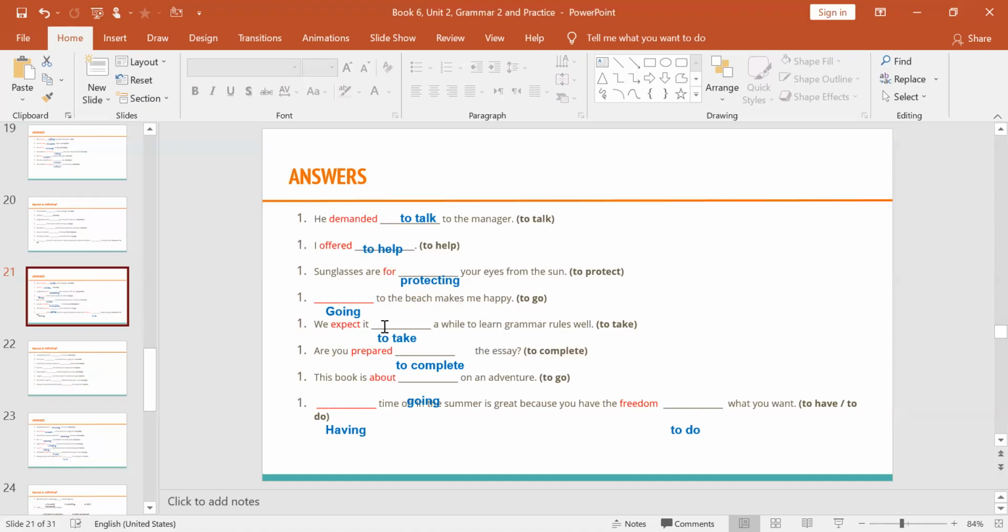This book is about going, again, preposition, you use the ing, to an adventure. And then at the beginning of the sentence, you want to use the verbal noun. Having time, I can't actually read that. Let's see. Having time off in the summer is great, because you have the freedom to do what you want. Okay. How'd you do?